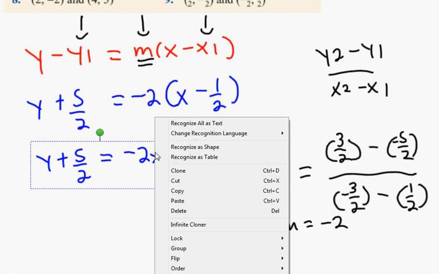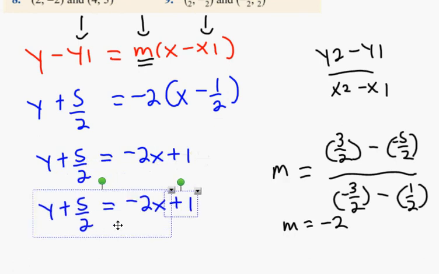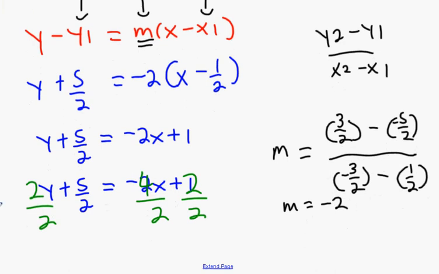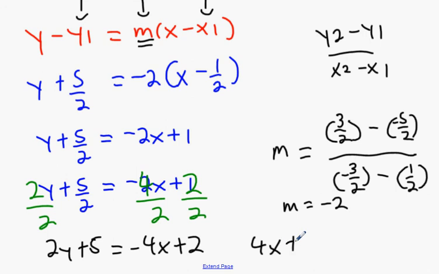I'm not happy about the fraction, so I'm going to do a common denominator method to get rid of it. Here's what I'm going to do. I'm going to multiply everything by 2, top and bottom. 2y over 2, 2 over 2, and 4x over 2. Finally, we're going to get 2y plus 5 equals minus 4x plus 2. Bring everything onto one side.